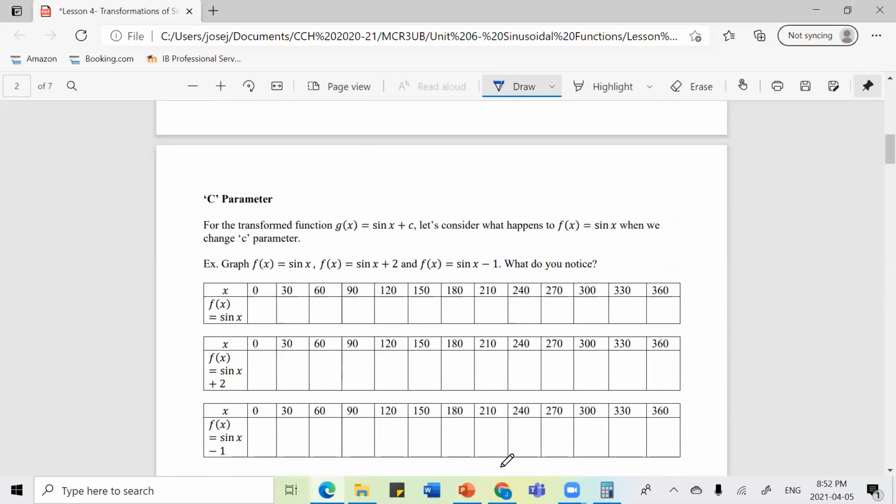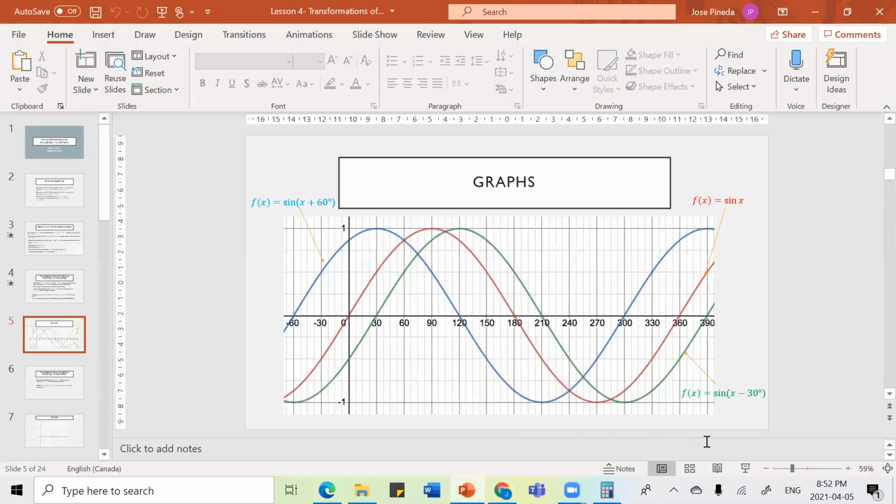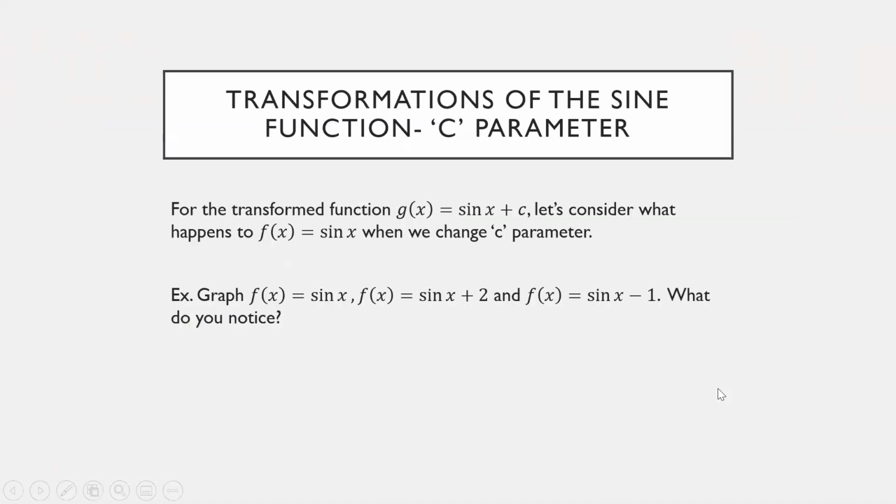So I'm going to go up to the next example. Looking at the C parameter, what is the change that we're going to have when we change the C parameter? When we change the C parameter, which means that we add a constant at the very end of the equation, what happens to this graph? Let's take a look.